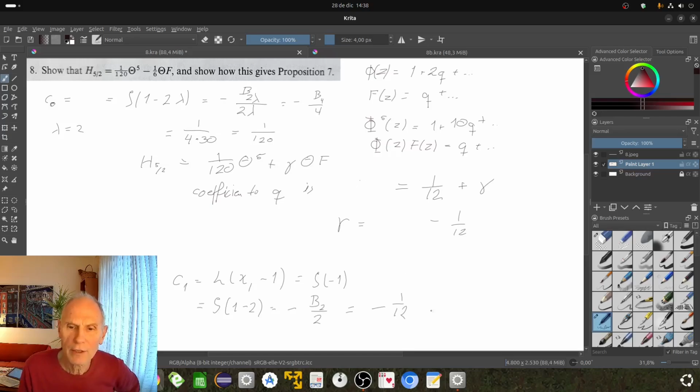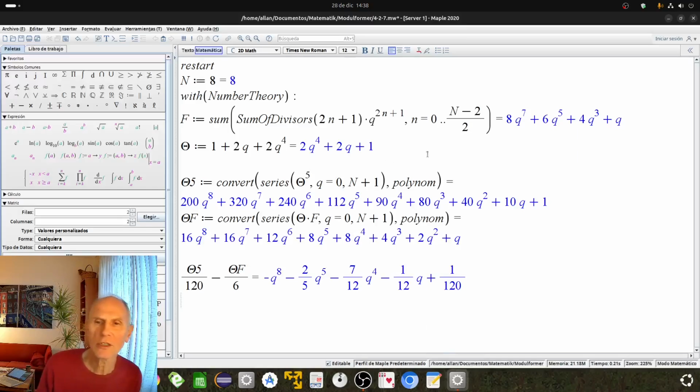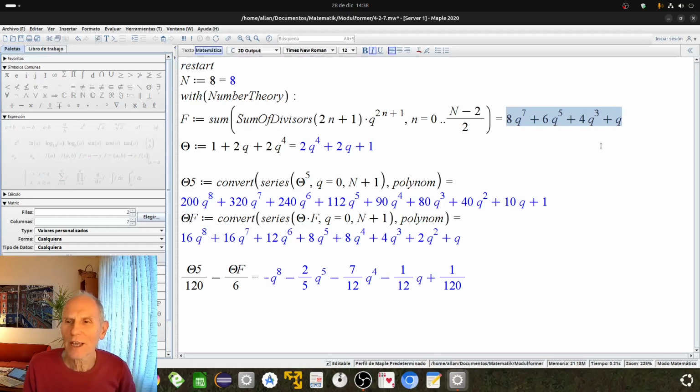So that's minus 1/12, it should give... So together once gamma is 1/6. And then when it came to computing the coefficients, I made a slight mistake. I forgot that in F we only have the odd powers.